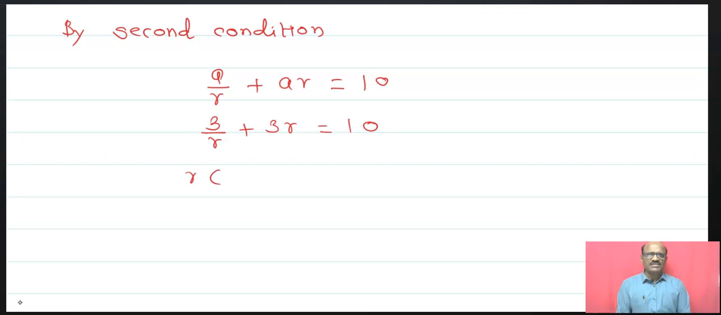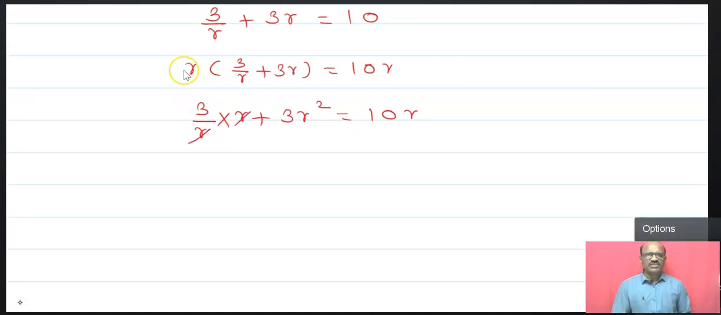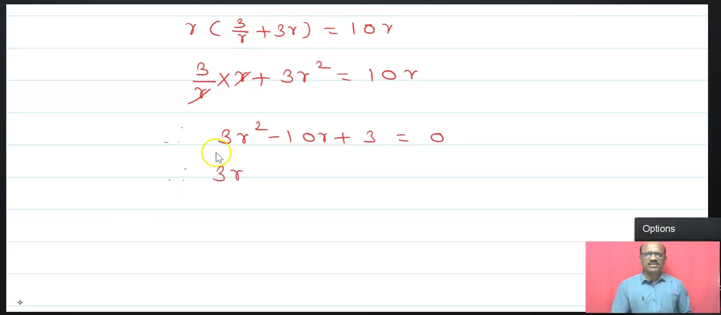Next, multiply on both sides by R. Why are we multiplying? Because the LCM is R, therefore we are multiplying on both sides by R. R into the bracket of 3 upon R plus 3R is equal to 10R. 3 by R into this R, and 3R into this R, that is 3R square, is equal to 10R. Overall you will get 3R square minus 10R plus 3 is equal to 0. Now this is a simple quadratic equation: 3 into 3 is 9, and the factors are such that their sum is minus 10 and the product is plus 9. The terms are minus 9 and minus 1. Minus 9 minus 1 is minus 10, and their product is plus 9.